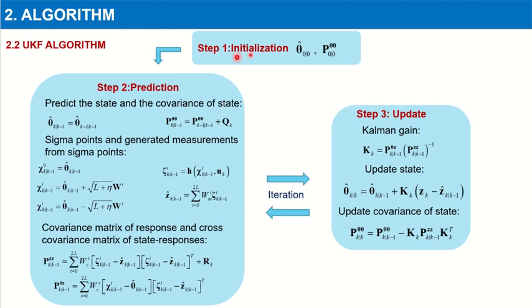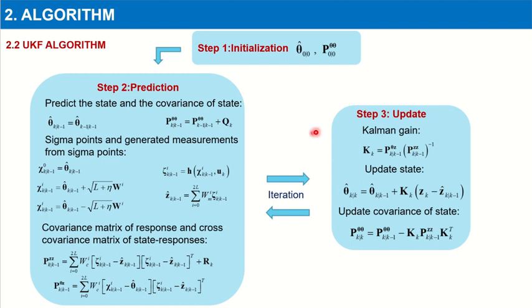The details of the UKF algorithm are shown here. The first step is initialization. We initialize the value of the state and its covariance matrix. Then we predict the state and the covariance of the state, and then we generate the sigma points and calculate the measurement from the sigma points. We calculate the covariance matrix of the response and the cross covariance matrix of the state and the response.